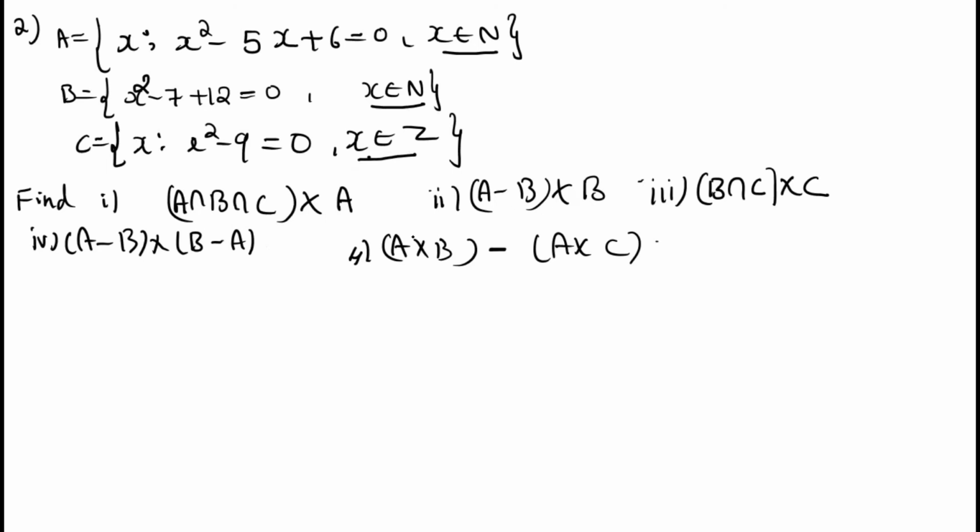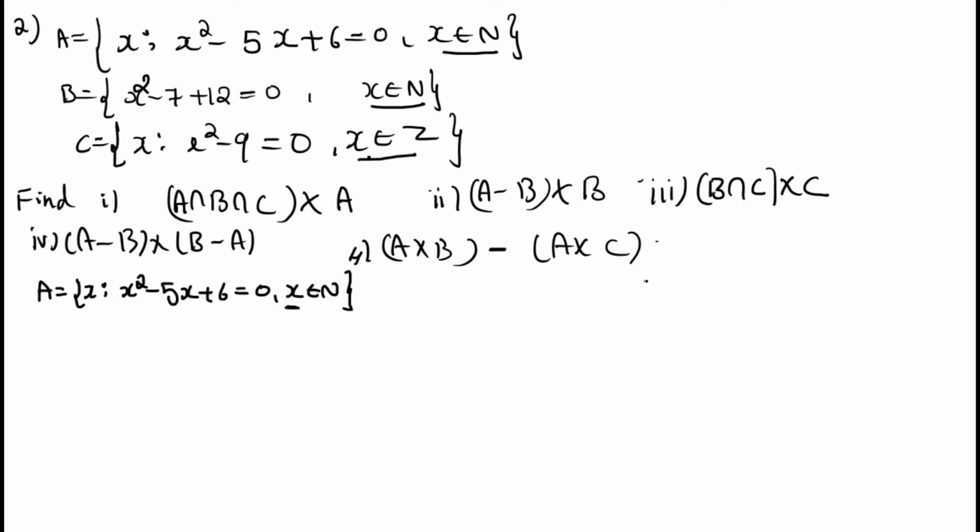Then you need to find the following values. See here, sets are given in set builder form. To find the cross product, you need to write the set in roster form. Consider the first set. Set A is equal to the set of all x such that x square minus 5x plus 6 equal to 0, x belongs to N is given. You need to find x such that x square minus 5x plus 6 equal to 0. But the condition is that x is a natural number.